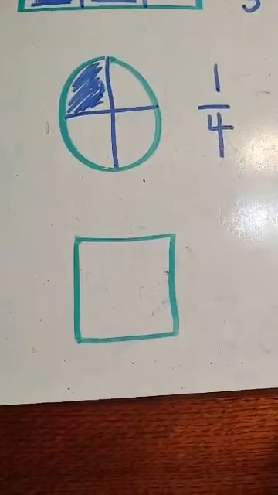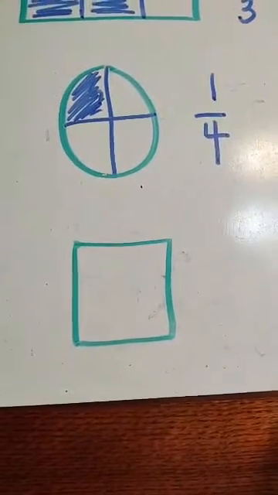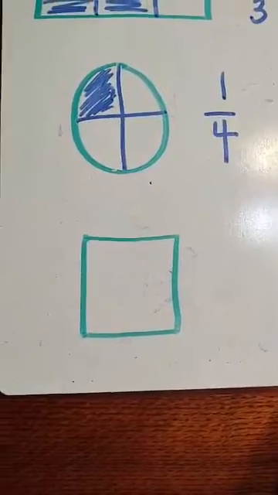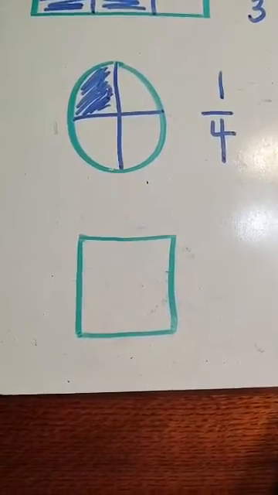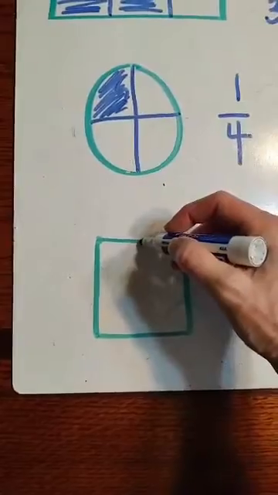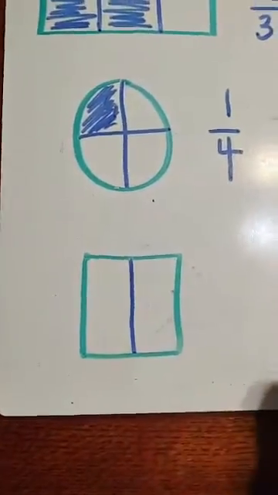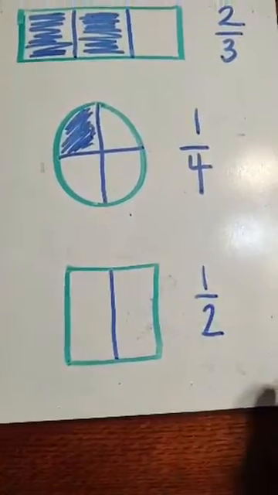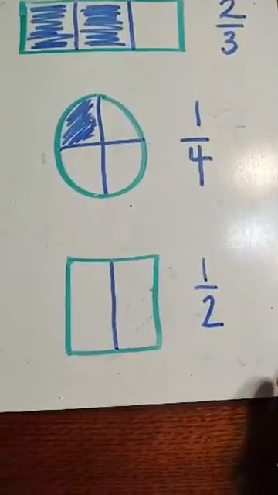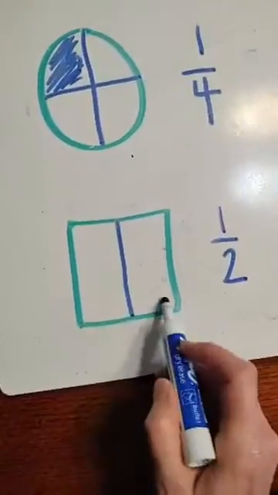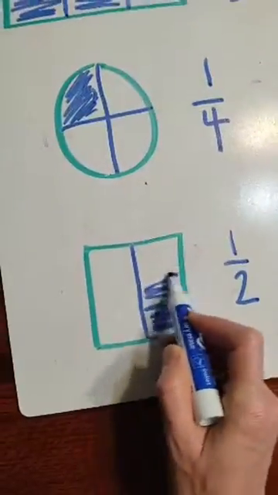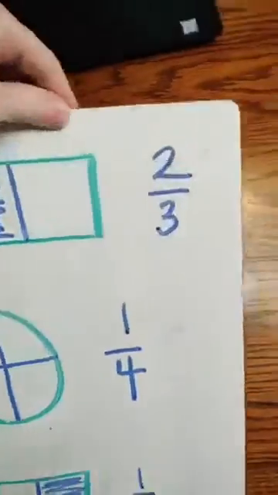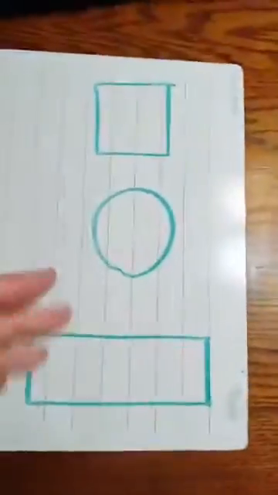All right, my last. They tell me to divide it into halves. So how many equal pieces would I have for halves? You got it. I'm going to have 2 equal pieces. And if they want me to shade 1/2, how many pieces do I shade? You got it. They want me to shade 1 piece. Very good. Okay, let's try a few more, guys.